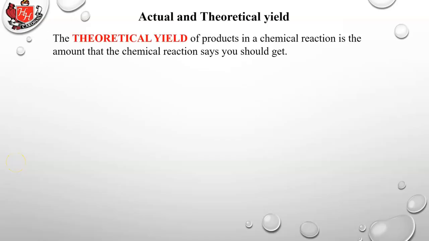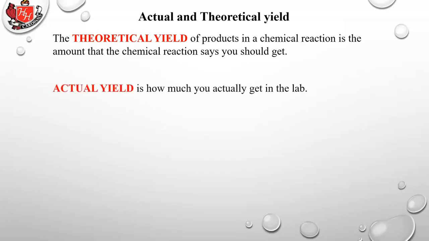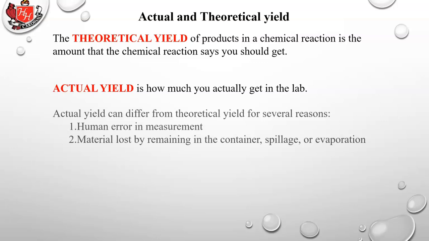Okay, now we're going to move on to a different topic, theoretical yield. The theoretical yield of products in a chemical reaction is the amount that the chemical reaction says you should get. In other words, when you do the stoichiometry that we've been doing, that's how much you should get. But in the real world, you don't always get that amount for a variety of reasons. So the actual yield is how much you actually get in the lab. Actual yield can differ from theoretical yield for several reasons: human error in measurement, materials lost remaining in the container, or spillage, or evaporation.